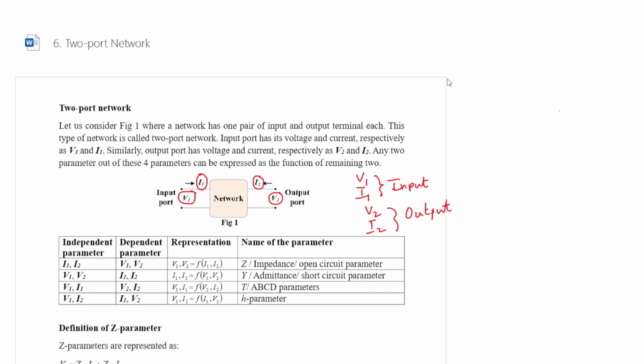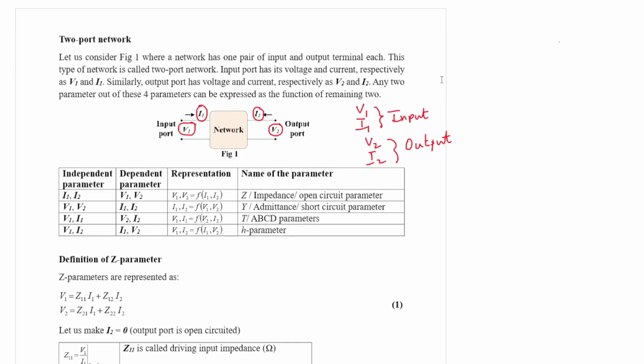Now when both currents I1 and I2 are taken as independent parameters and voltages V1 and V2 are represented as a function of I1 and I2, this represents one specific parameter which is called Z parameter or impedance parameter or open circuit parameter.